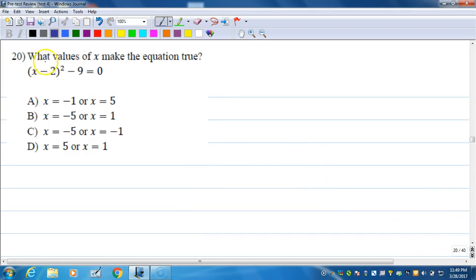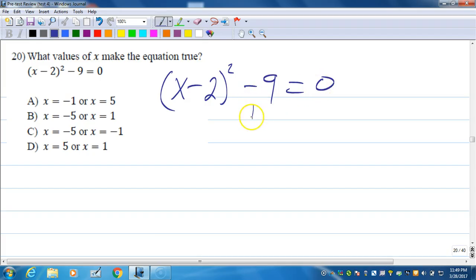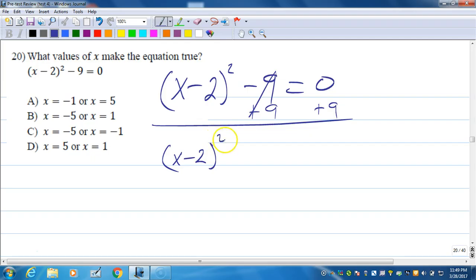Number 20. What values of x make the equation true? X minus 2 squared minus 9 is equal to 0. Remember, if we can try to do this without doing a lot of work, it makes our life easy. Numbers, numbers, letters, letters. 0 is a number. I want to move this 9 over here. So how do you move a negative 9? Plus 9, plus 9. X minus 2 squared is equal to 0 plus 9 is 9.